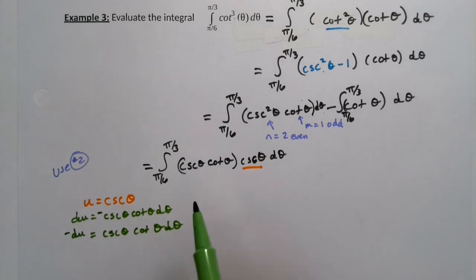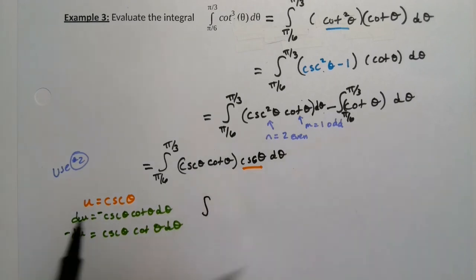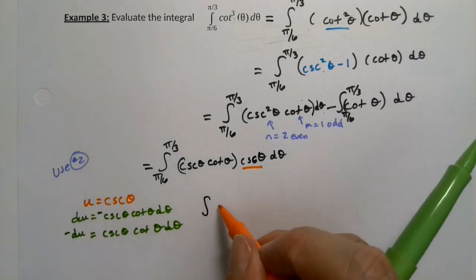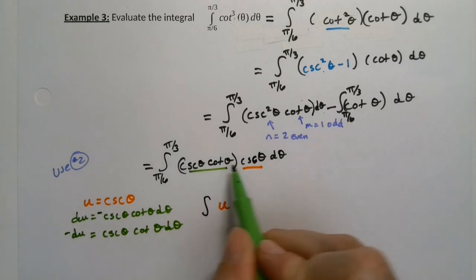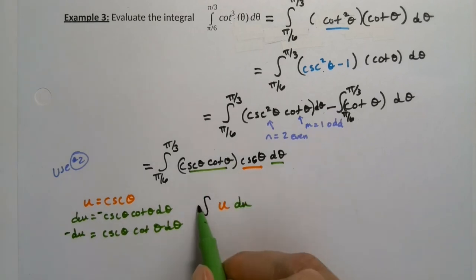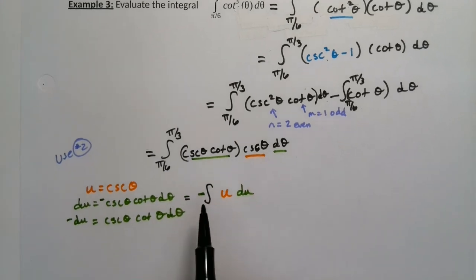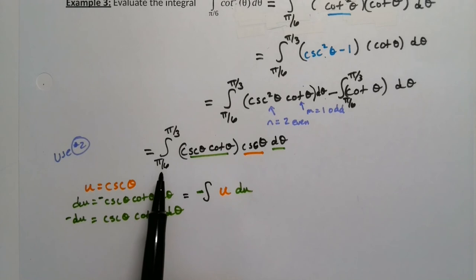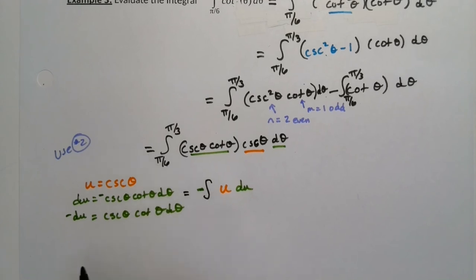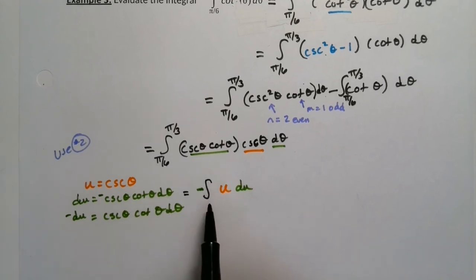All right. So then this would change. So this will become an integral of u du, because this and this make du, but they make negative du. So it'll be negative du. Now my limits of integration have to change, right? Because they're no good to me as they are. So I would want to change the numbers into something else.